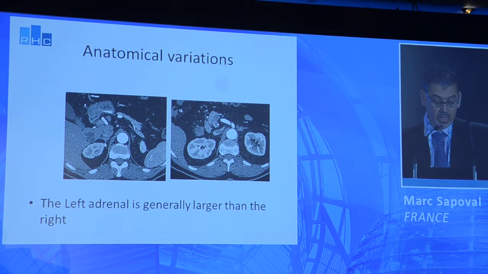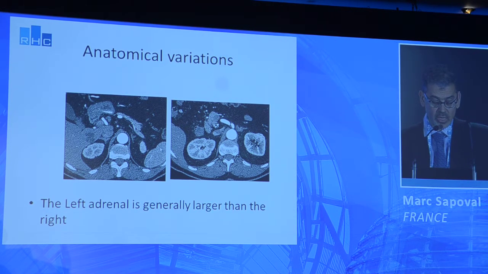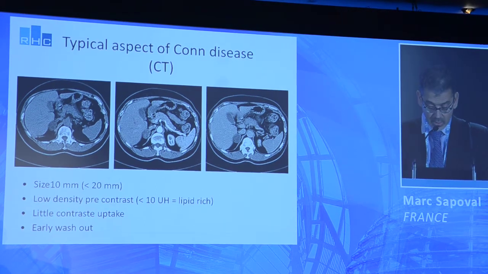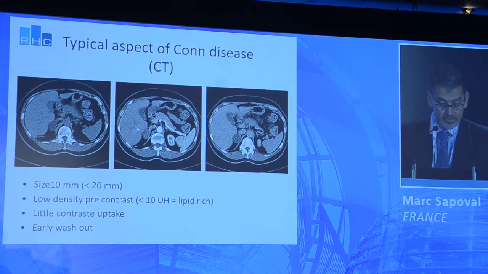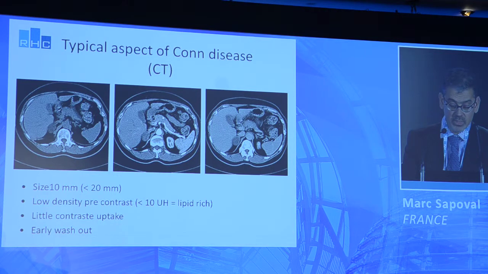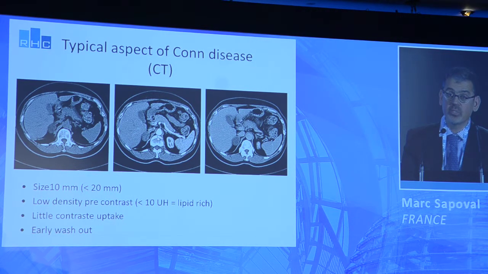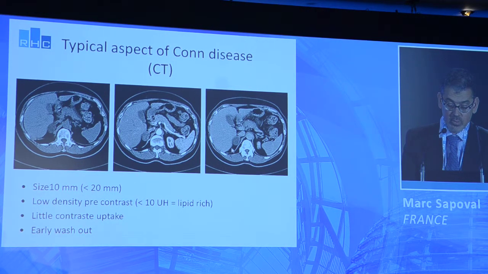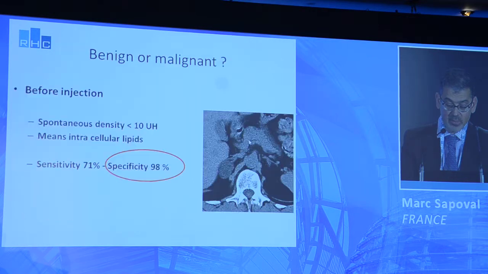This is small images with small glands, so it's not so easy to diagnose. So the typical aspect of the Conn disease on CT is a small tumor which has a low density pre-contrast, little contrast uptake, and has a positive and early washout. So this is pre-contrast, early arterial phase. You see the aorta is completely white, and then if you wait for 5 to 10 minutes, then it will go down relatively rapidly as well.